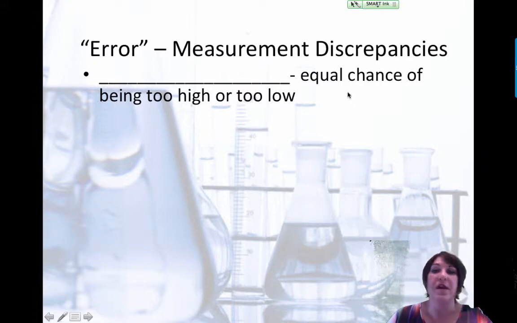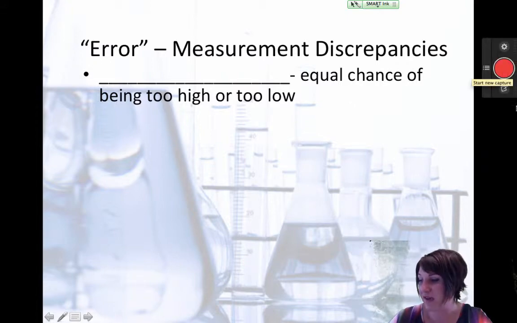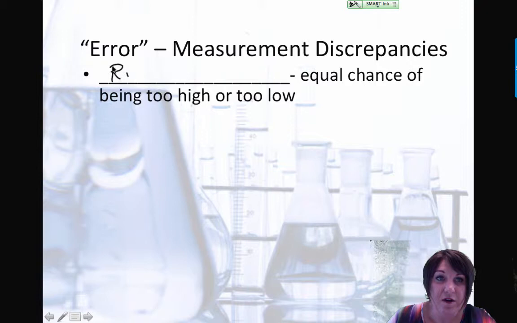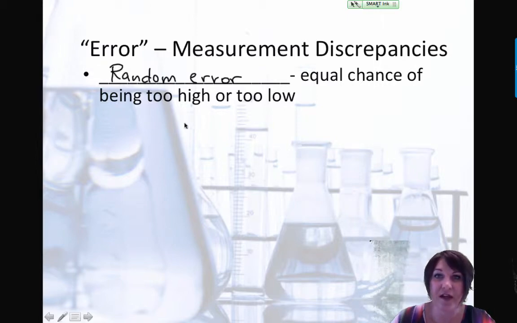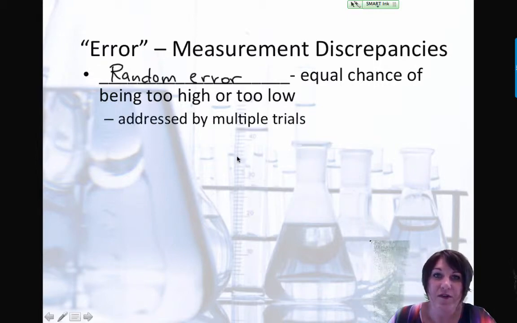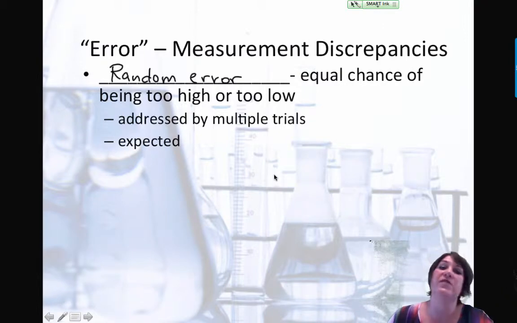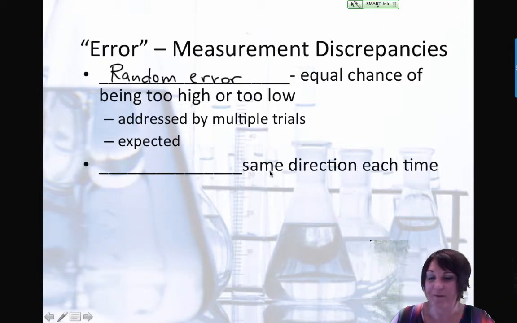Errors, really, though, are measurement discrepancies. Errors are not the same thing as mistakes in your lab. An error simply means that you have a discrepancy in your measurement. There are a couple of types of errors. One is just a random error where there's an equal chance of that measurement being either too high or too low. Random errors are addressed by doing multiple trials so that you sort of balance out the ones that are too high with the ones that are too low. We expect these types of errors to occur, and we address those by doing more than one trial.